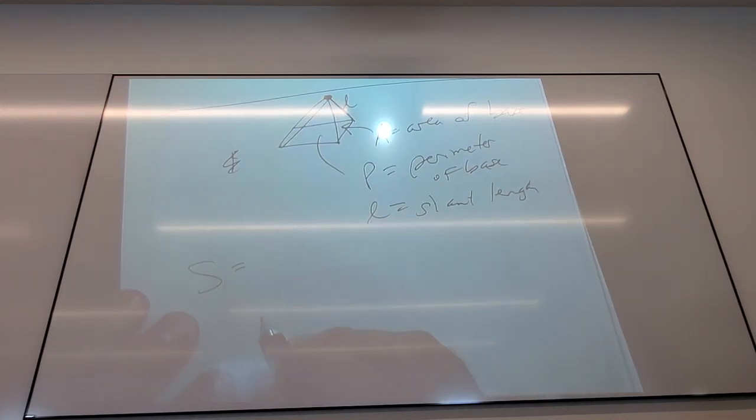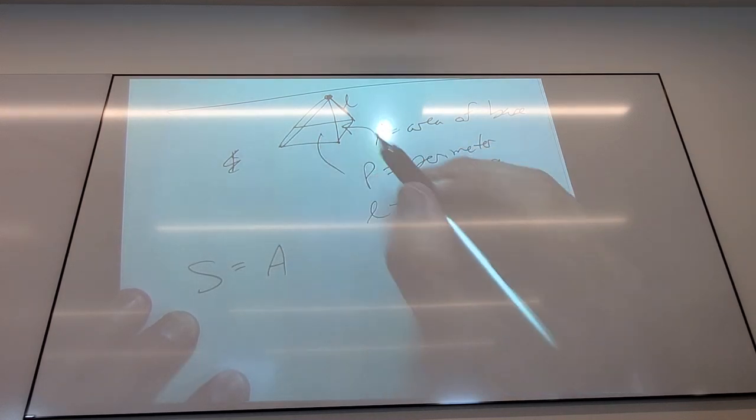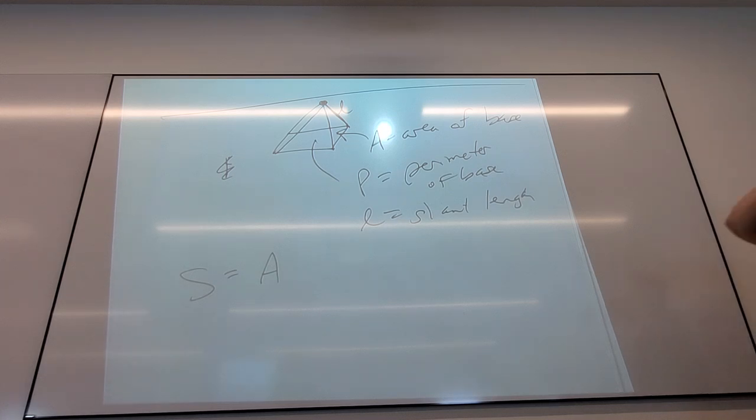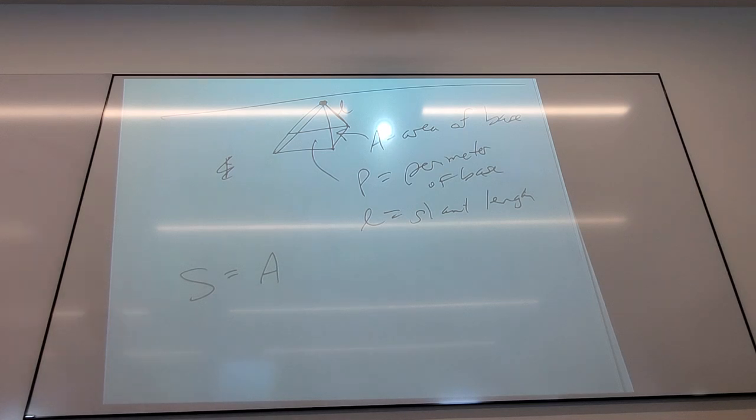Then the surface area is going to be the area of the base. And let me see this makes sense. Any pyramid you create, what will its lateral faces have to be? What will the side faces have to be? Any pyramid you create? They have to be triangles, yes? You guys with me? Okay. And what's the area of a triangle? 1/2 base times height. Yes?